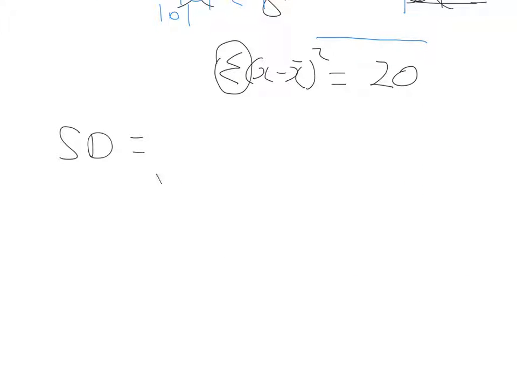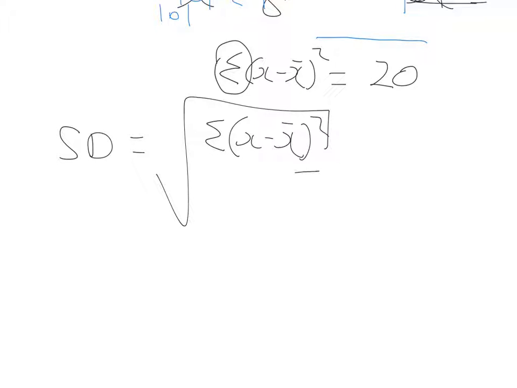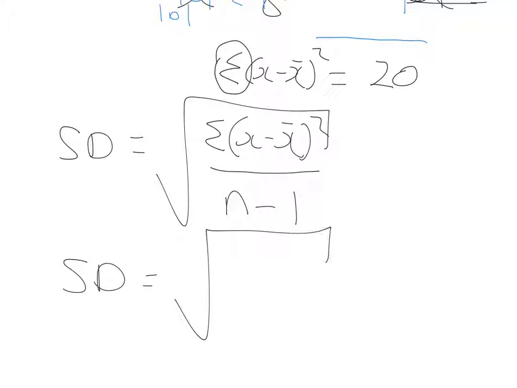Next I use my formula. So from the formula sheet, standard deviation is the square root of sigma x minus x bar all squared all over n minus 1. n is just the sample size. So the sample size is 8, therefore n minus 1 must be 7. So that's the square root of 20 over 7. So I just input that into the calculator, and that will give me 1.69.